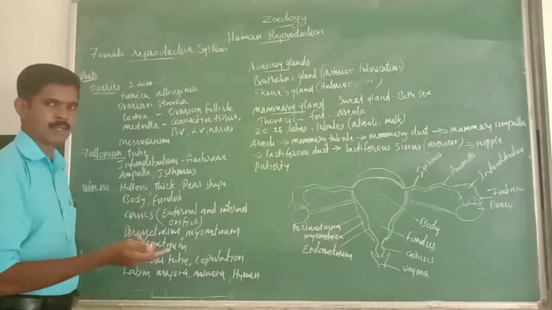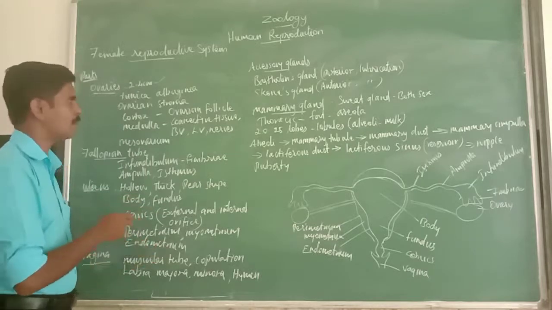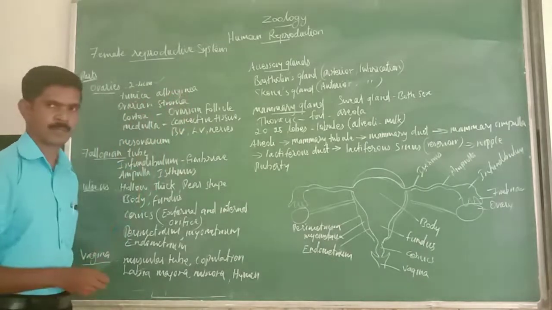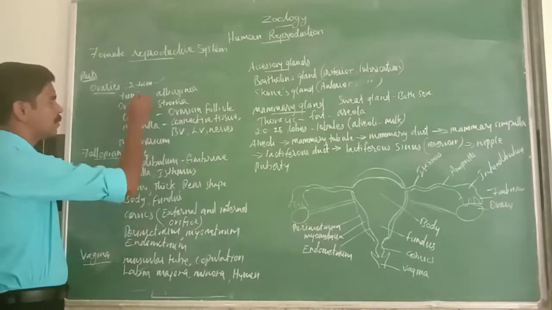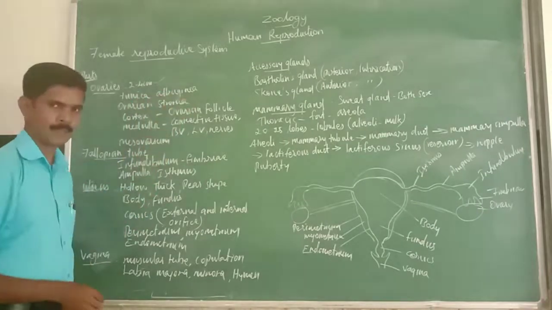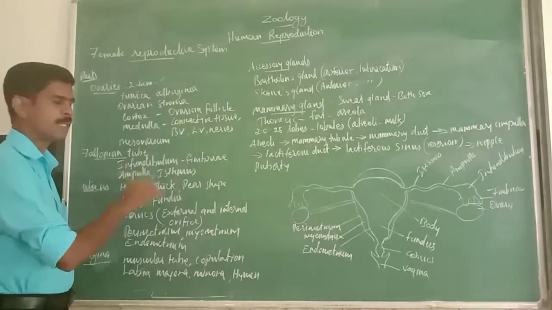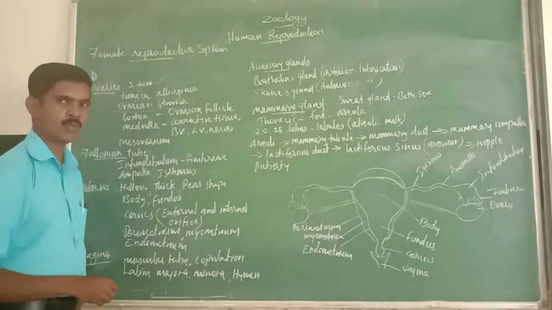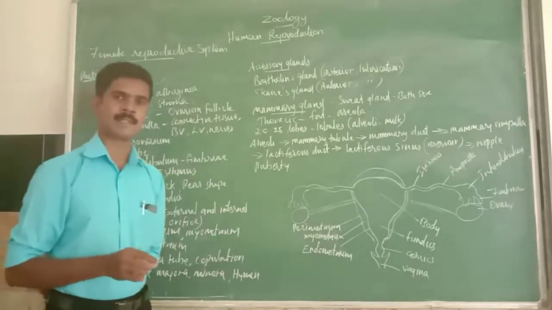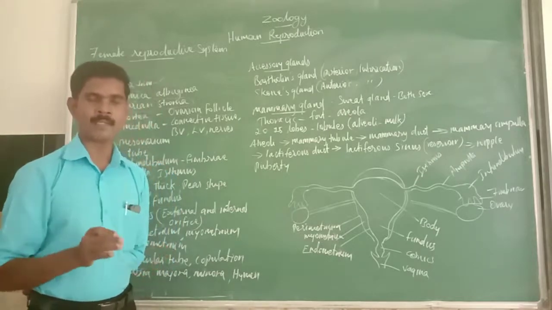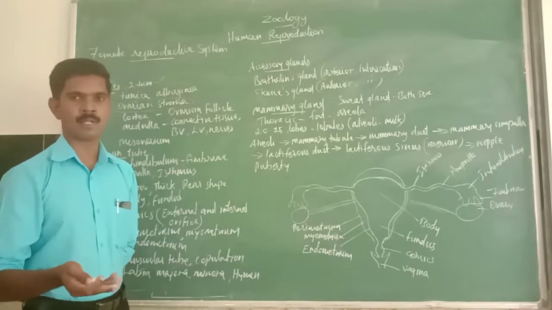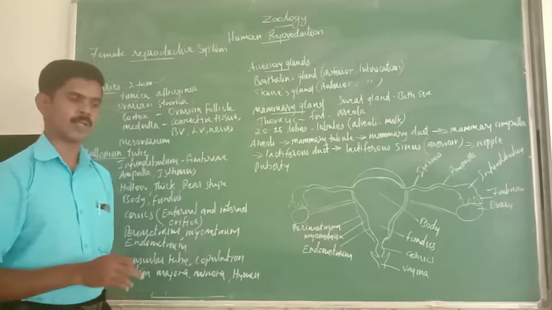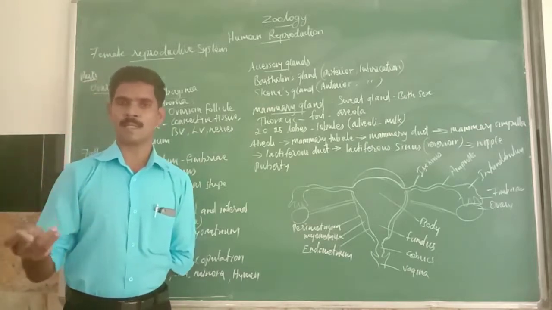Like the testes, the male reproductive organ, the female reproductive organ ovary is also covered by a connective tissue membrane called the tunica albuginea. Then on the inner side of the ovary, a special part is there. This special part is called the ovarian stroma. The ovarian stroma is divided into 2 regions. The outer region is called the cortex and the inner region is called the medulla.